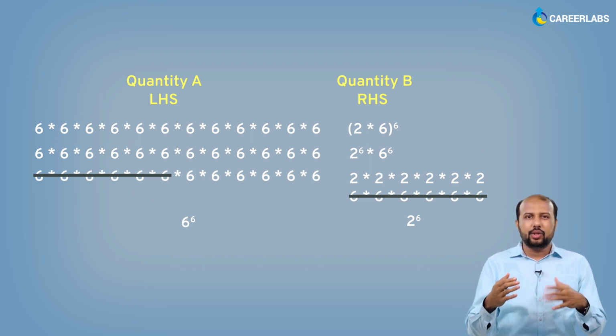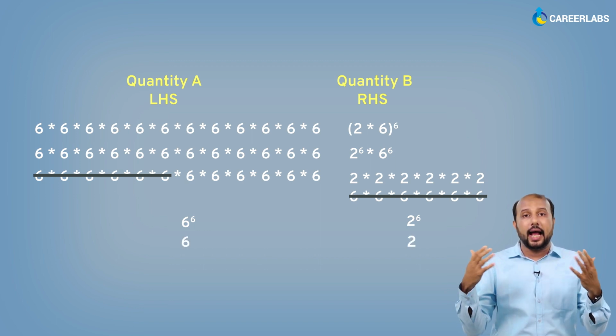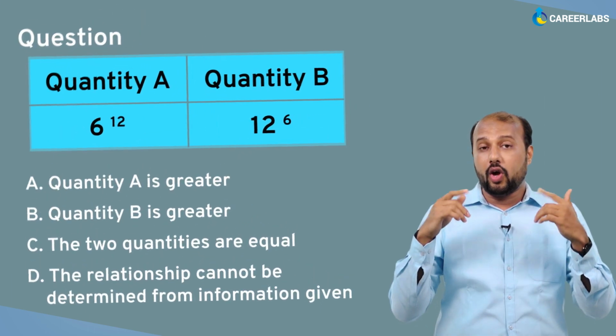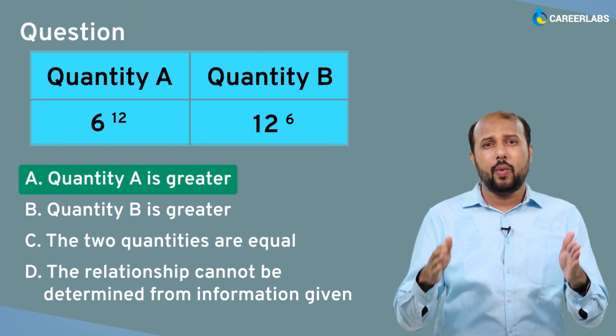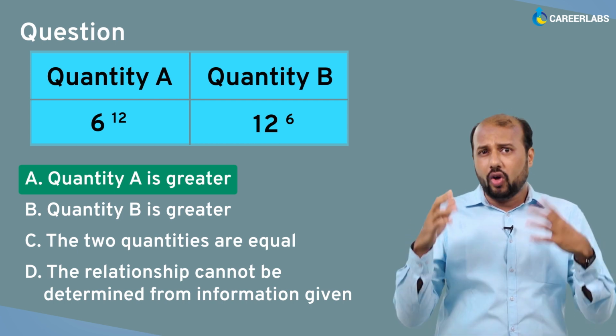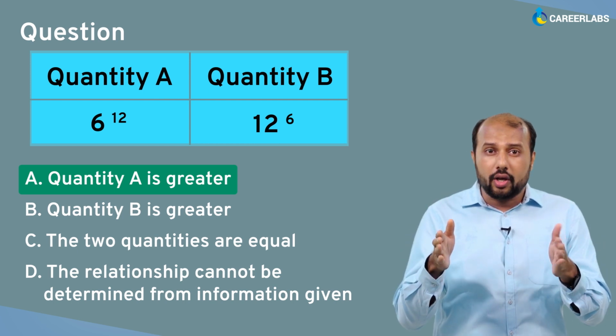Now if we take the 6th root on both the sides, it will be 6 and 2. Now which value is greater? Obviously 6 is greater than 2. Bingo! We got the answer. A is the answer. Quantity A is greater than quantity B. You see, we didn't find the value, but we got the answer. That's what I was talking about.